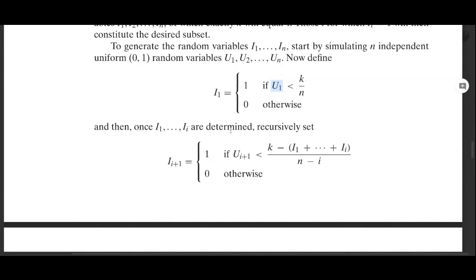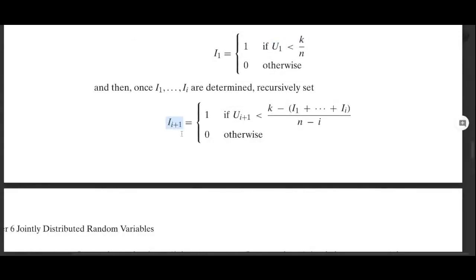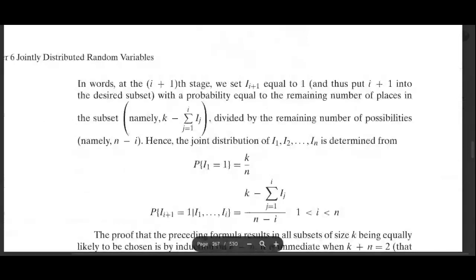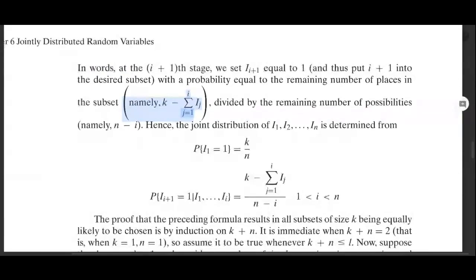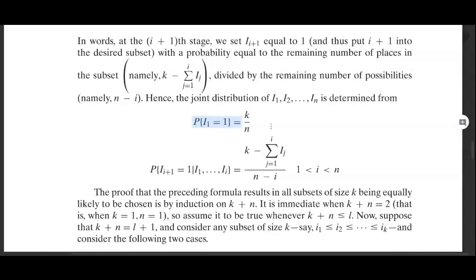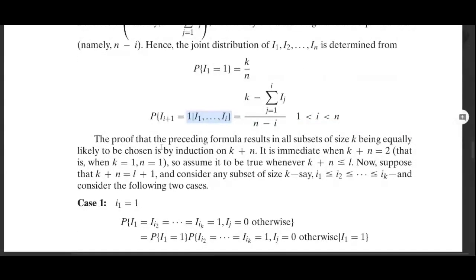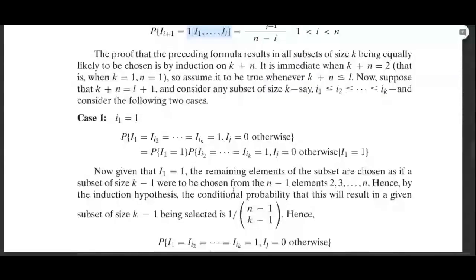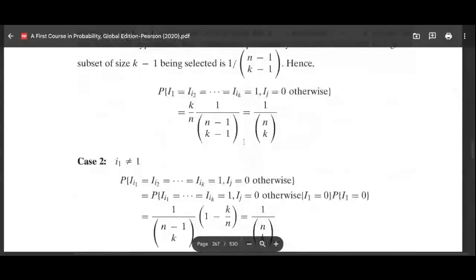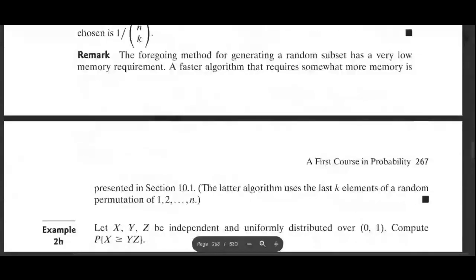And then once I1 up to Ii are determined recursively, we can define I(i+1) equals 1 if this. In words, at the i plus 1 stage, the number of the set equal to 1, divided by the remaining number of possibilities. Hence the joint distribution would be just I1 equals 1 with probability k over n, and I(i+1) equals 1 with this condition would be this one. Okay, this goes on too much. So if I equals 1, if I not equal to 1, okay, I lost my interest in this.